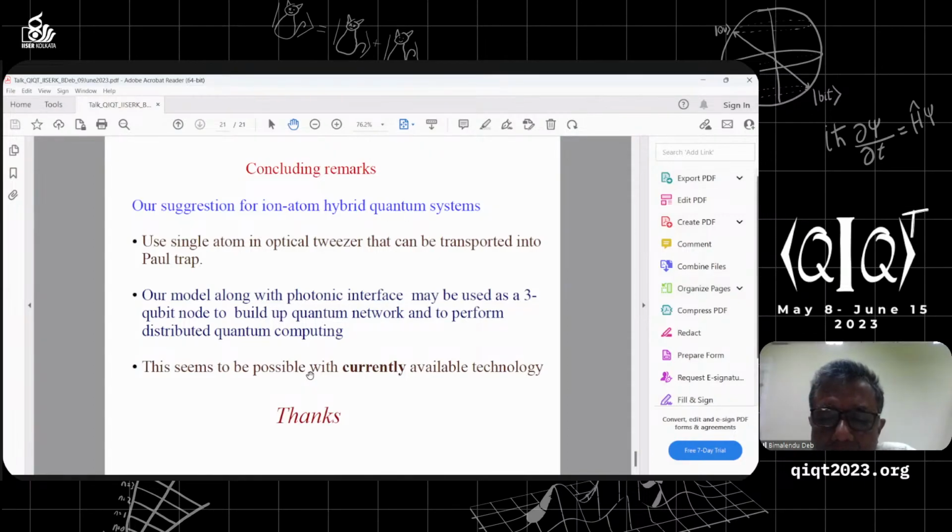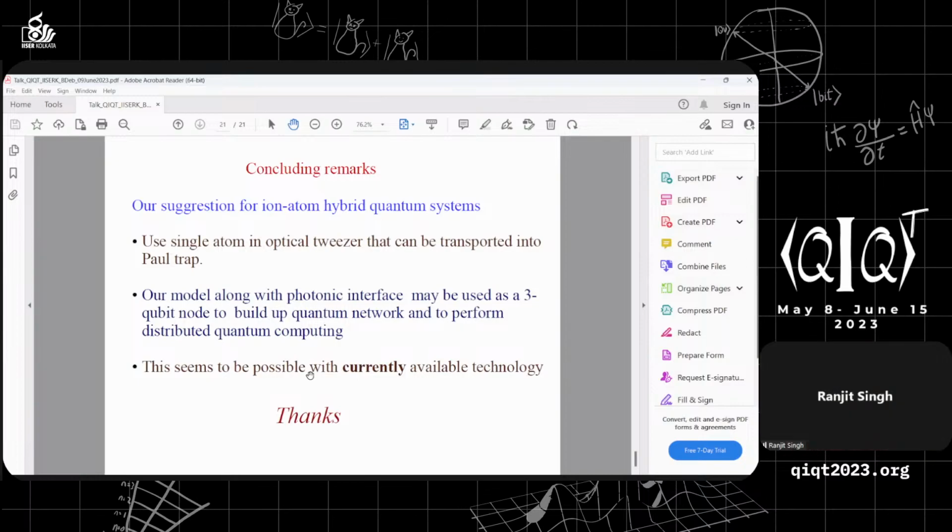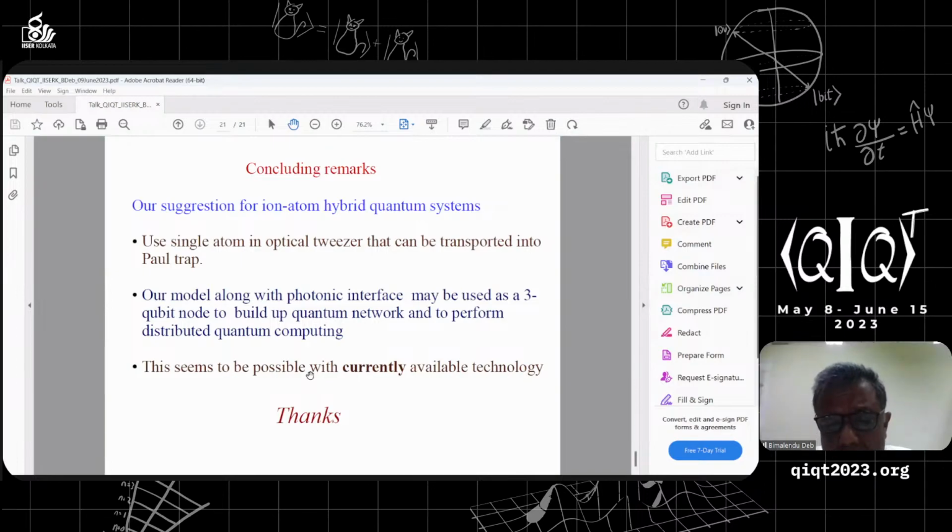So in this calculation, we have not considered the atoms and ions as qubits. We have considered only a single internal state. So we have not explored that, but decoherence would be an issue, particularly due to the electric fields produced by the Paul trap. So that one has to carefully analyze and see.